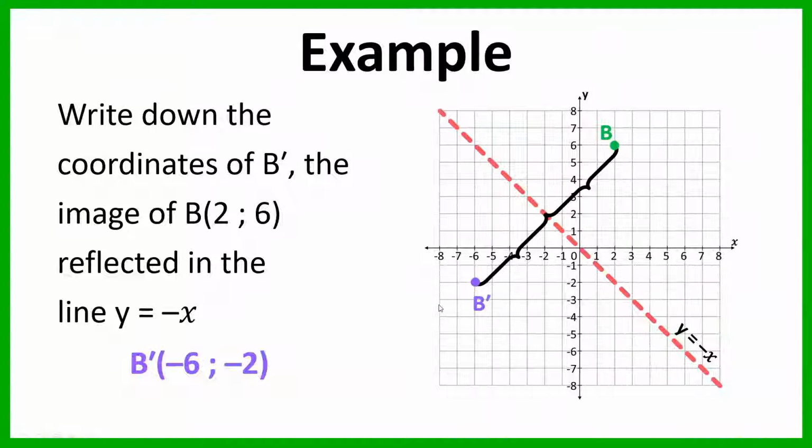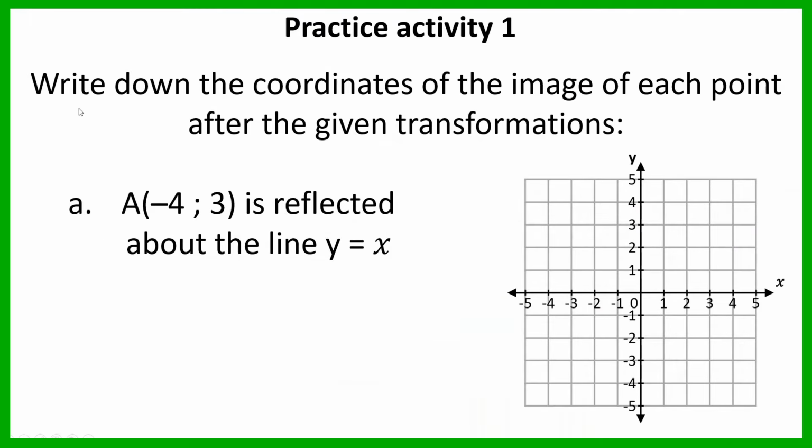Now we're going to go on to an activity where you're going to do a few of these yourself. So you're going to write down the coordinates of the image of each point after the given transformations. The first point you're doing is the point A with the coordinates negative 4, 3, and you need to reflect the point A about the line y equals x. I'm going to give you 30 seconds to find the coordinates of the image of point A.